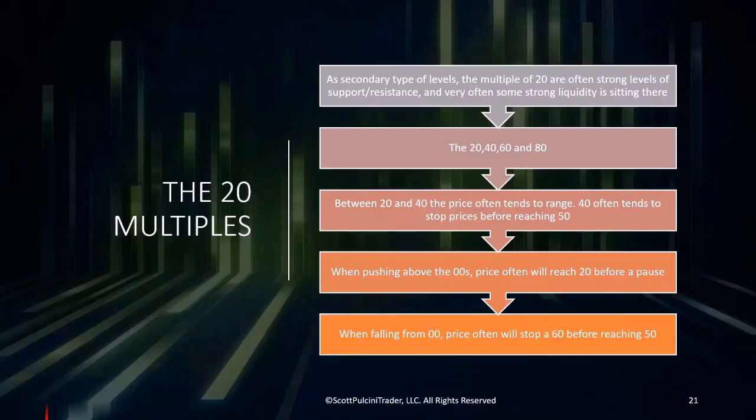Okay, and the 40 level tends very often to be a resistance level coming from below, before the price reaches the 50. So if the price comes down, say from the round numbers, and then wants to go up to the 50, the 40 will very often be a very strong level of resistance, and it will stop or pause the price momentarily before reaching the 50.